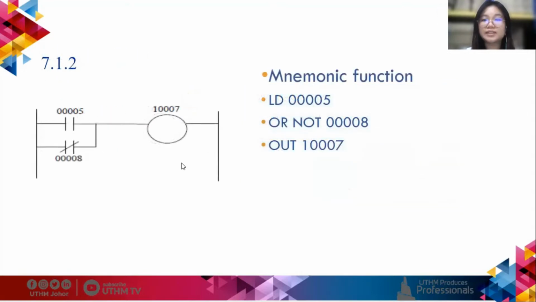The next is 7.1.2. This is LD 00005, and this contact has a stroke on it, so it will be called an LD NOT. 00008 is connected in parallel, so we use OR. The output is 10007.